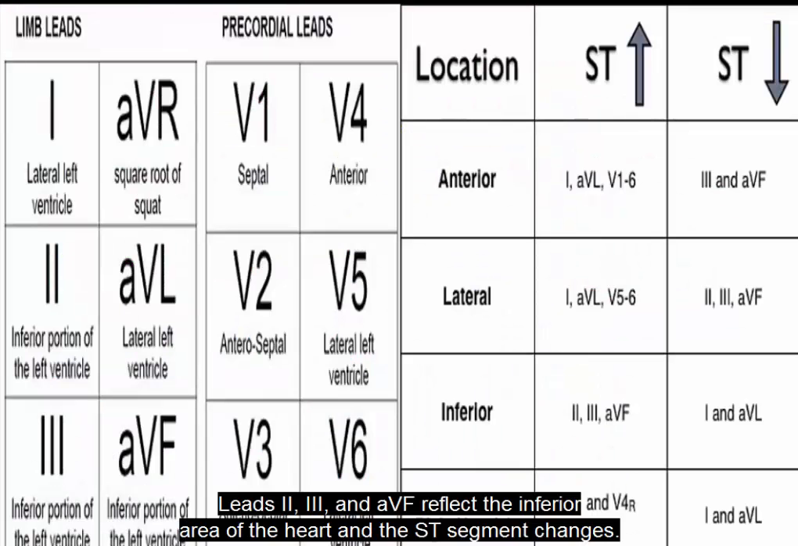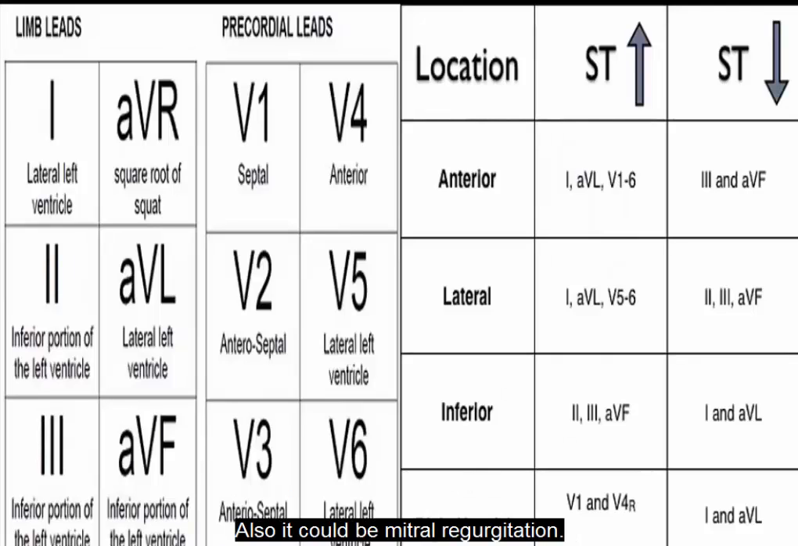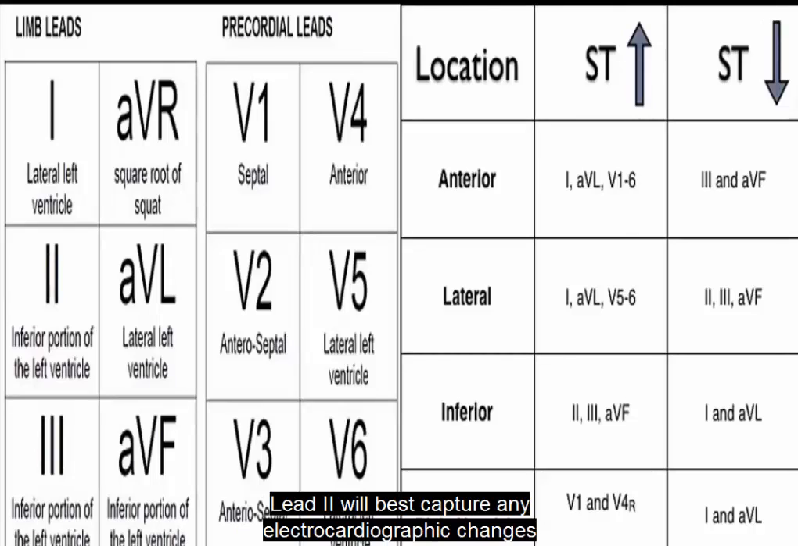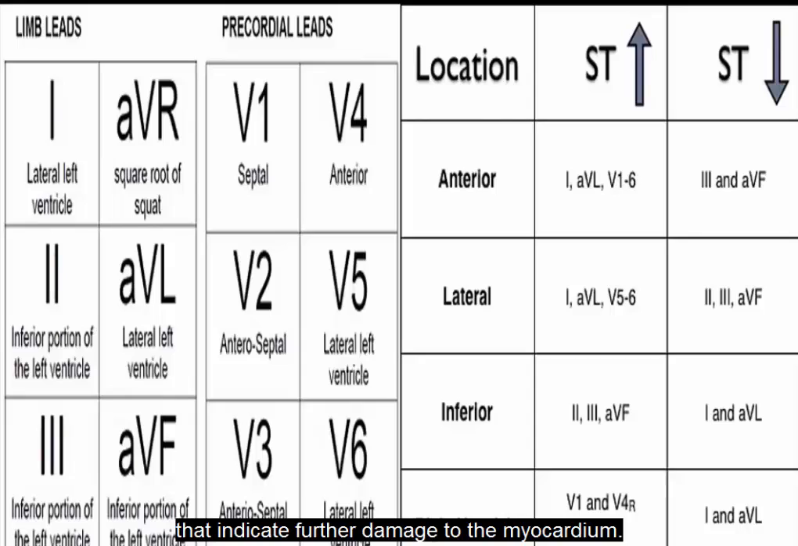Leads 2, 3, and AVF reflect the inferior area of the heart and the ST segment changes. Also, it could be mitral regurgitation. Lead 2 will best capture any electrocardiographic changes that indicate further damage to the myocardium. V3 and V4 are associated with cardiogenic shock.